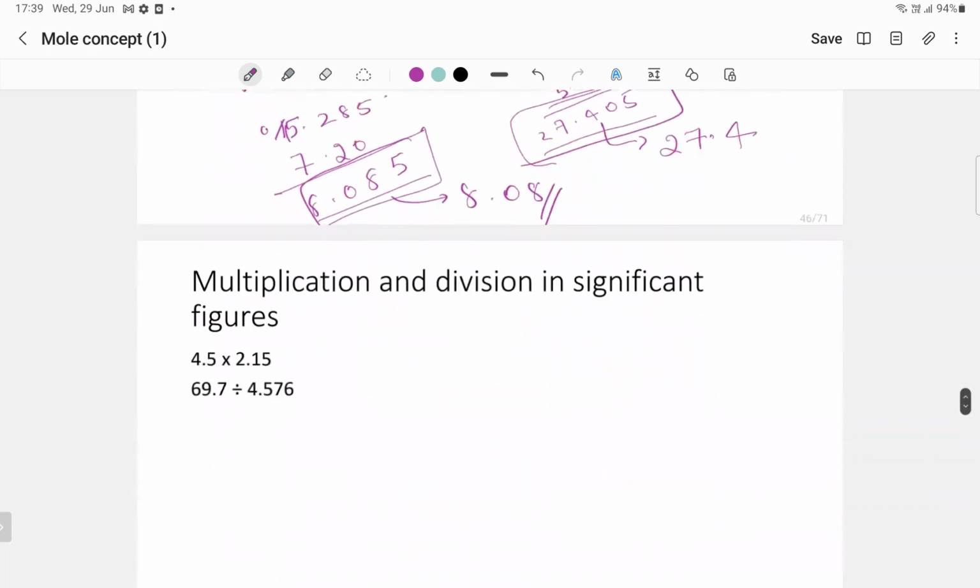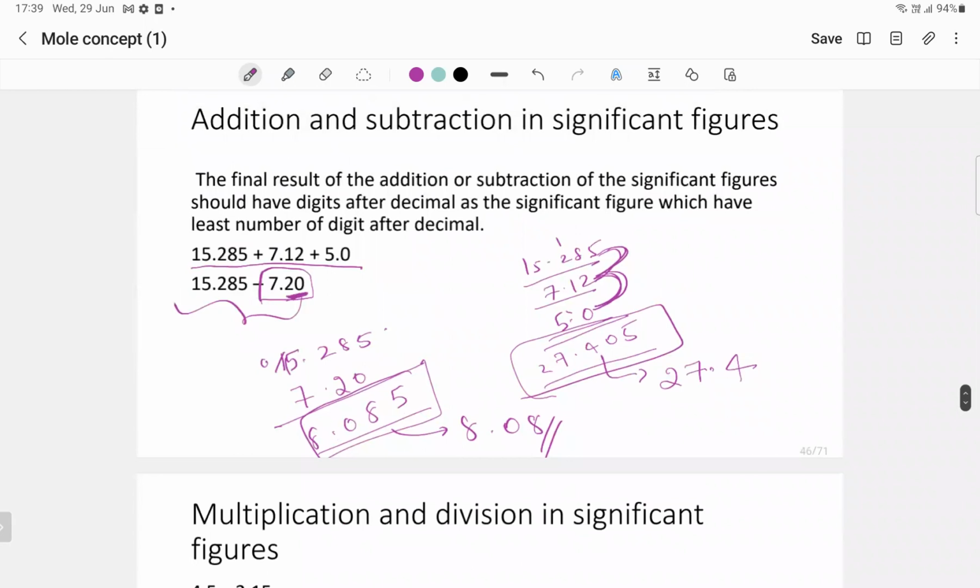So can you please save this for multiplication and division. Copy. Done with copying. Got it.